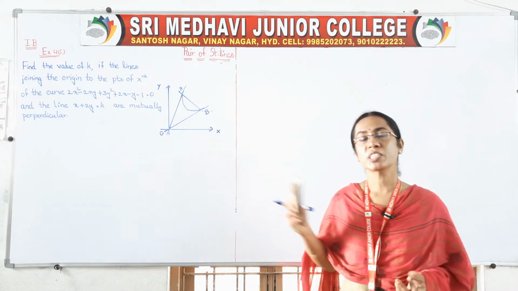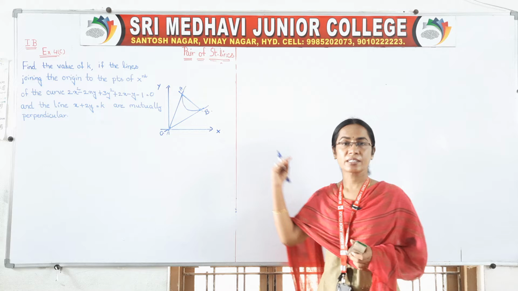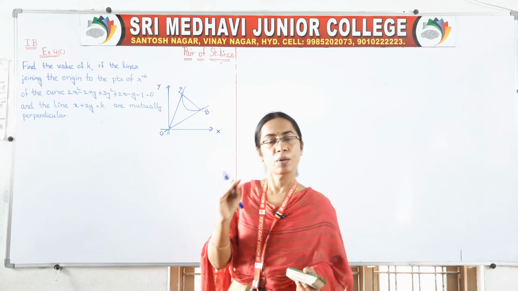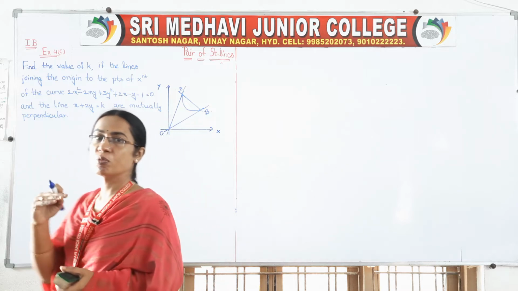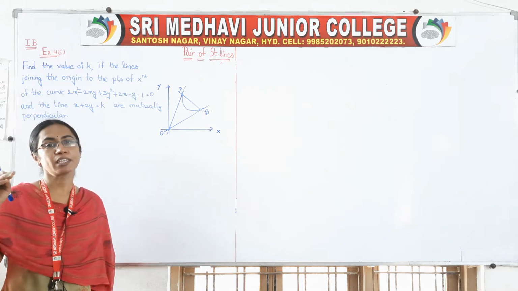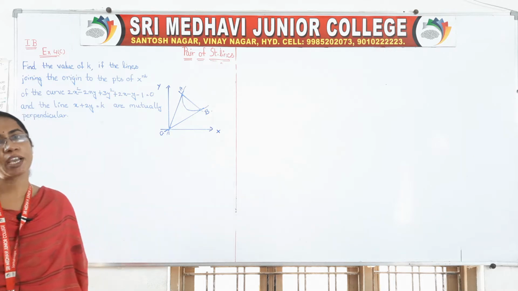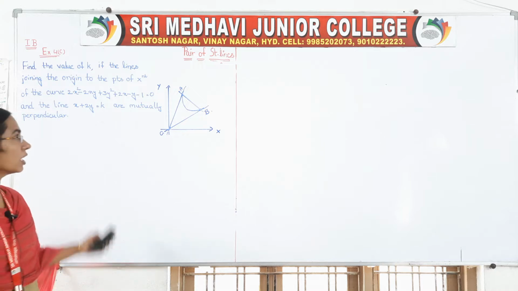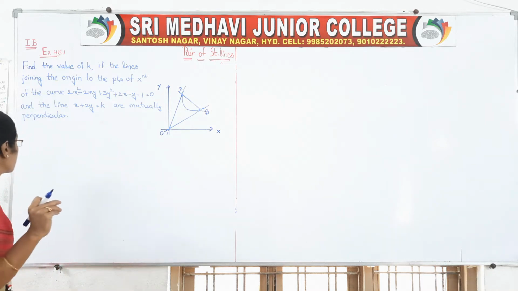We are doing homogenizing problems from exercise 4C. Same procedure for homogenizing problems. We will homogenize the curve by using the line so that we will get one combined equation of OA and OB. That is called homogenization. Okay, so now read this question.